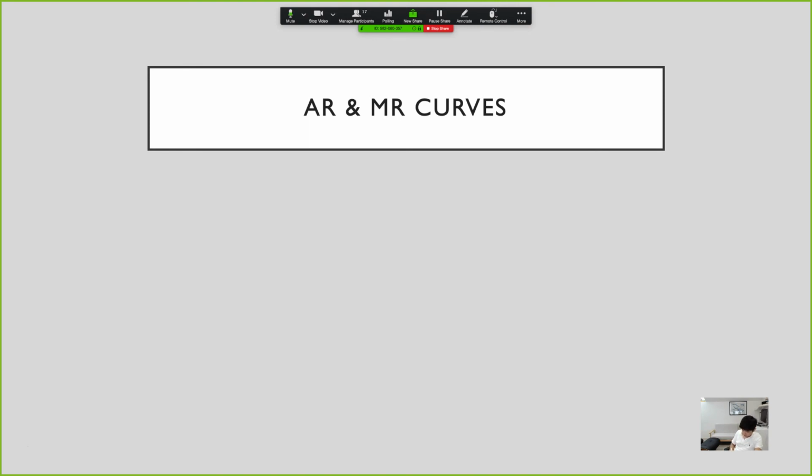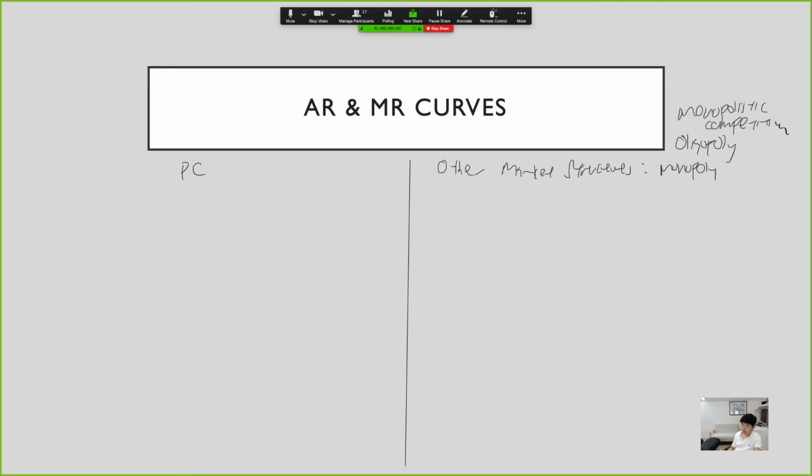I'll start first by splitting this into two halves. I will start here with PC, and then here will be. I'll split these into two halves.